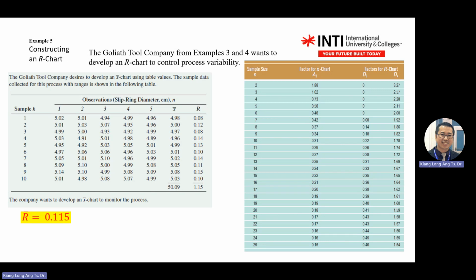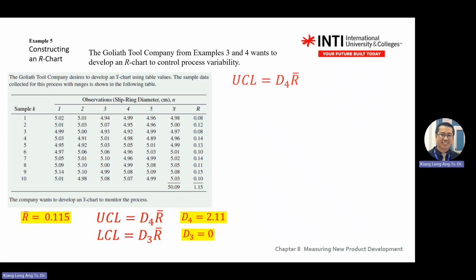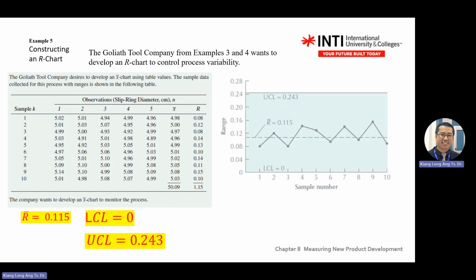This one is 5 samples again, so read 5, go to D3 and D4. Your D3 value is 0. D4 value is 2.11. Okay, so your UCL is something, LCL is 0. And then you plot the chart. You'll see something like this.